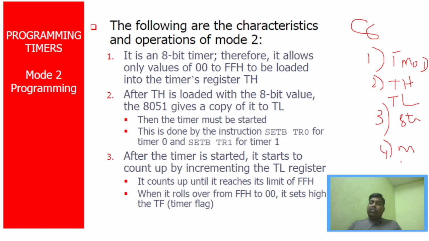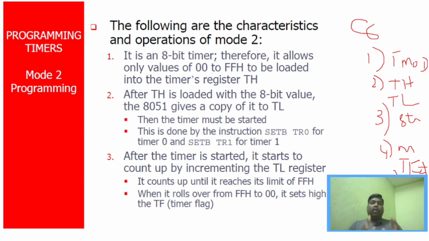We have to continuously monitor the TF flag until TF becomes 1. Once the TF flag becomes 1, we have to stop the timer. Once the timer is stopped, we have to reset the TF0, and then once again the TH and TL values will be reloaded, and then the operation continues. This is the normal operation, correct?